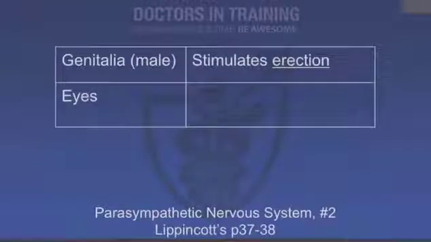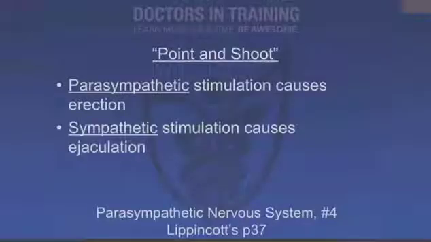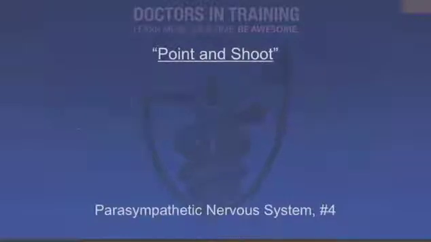In men, as we said, parasympathetic stimulation leads to an erection. So you have to have a balance of parasympathetic activity and sympathetic activity in order to have normal sexual function. Parasympathetic stimulation causes erection, and then just at the right time, you get a little sympathetic discharge that causes ejaculation. The mnemonic for this is point and shoot.